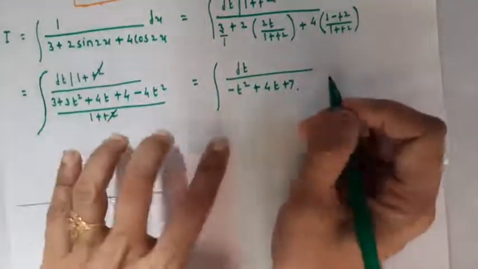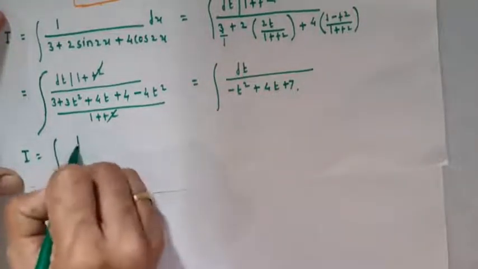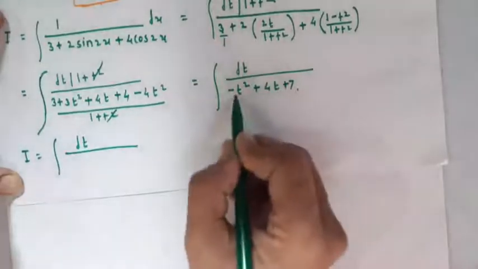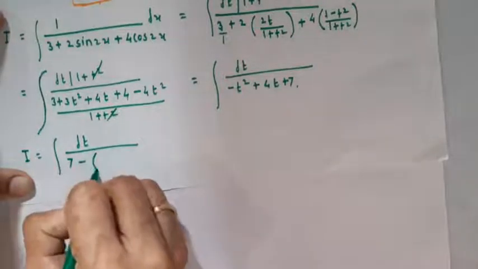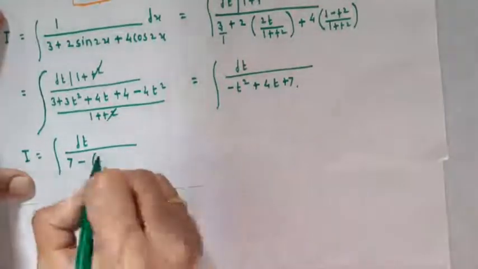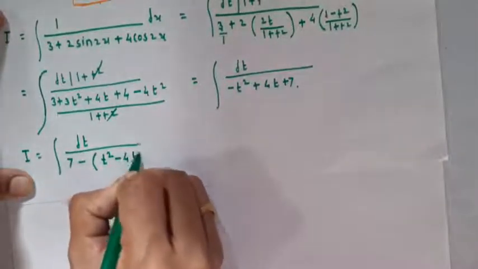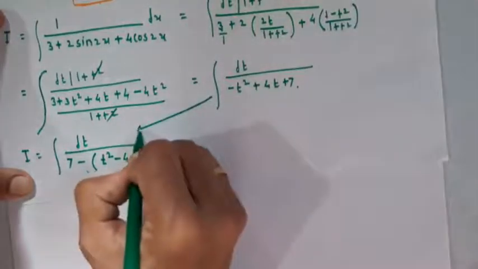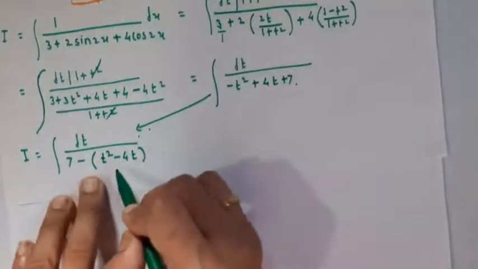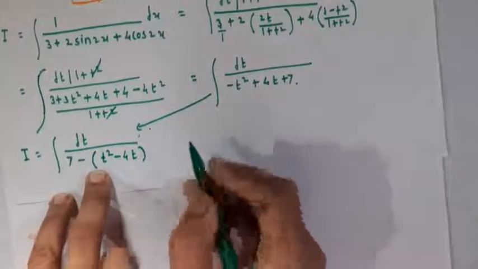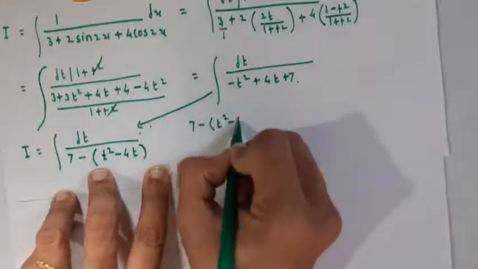Okay, in this way. Now to simplify the integral, at the denominator take the negative sign common. The plus 7 is here, and in one bracket, out of the bracket take the negative sign, so that the t square term will be positive, minus 4t. So according to our convenience, we have written the problem like this. Now we have 7 minus t square minus 4t.